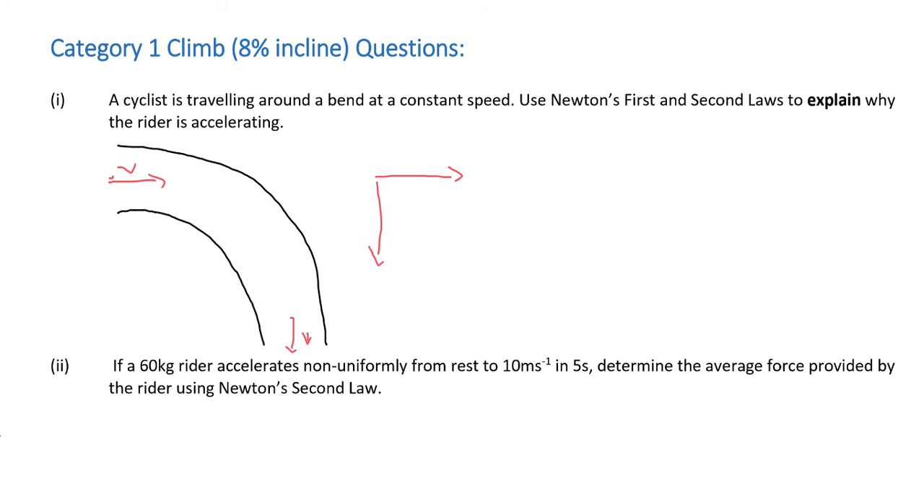So what must have happened is it's experienced a change in velocity that way and a change in velocity that way, giving you an overall resultant change in velocity. Because velocity is a vector and direction is important, we must have experienced something to counteract this component, so a change in velocity that way, and another change in velocity that way, giving us, if you like, a resultant change in velocity.